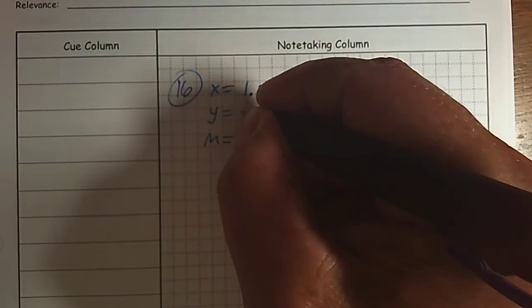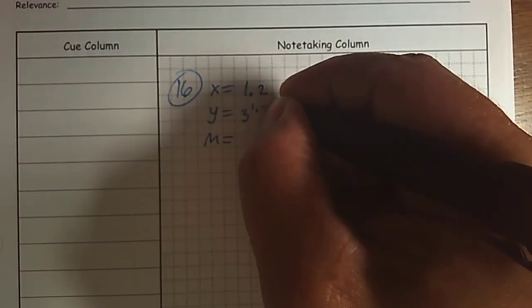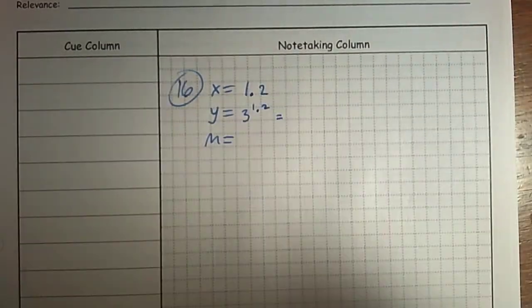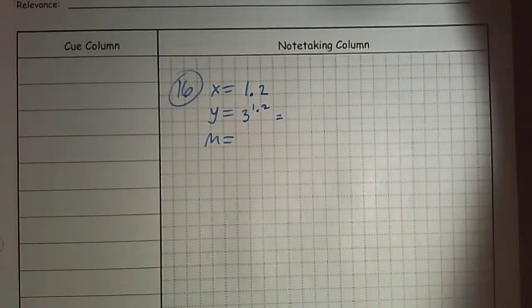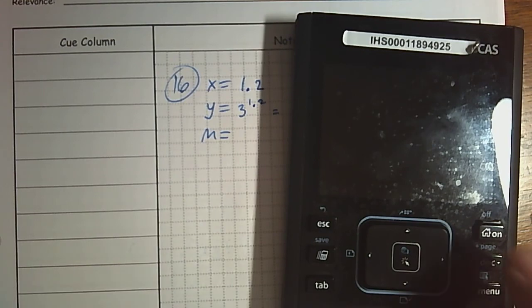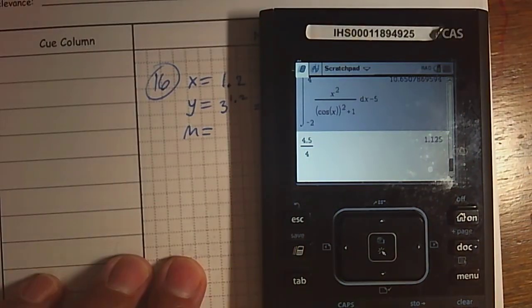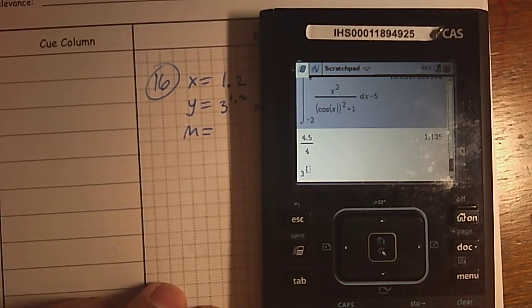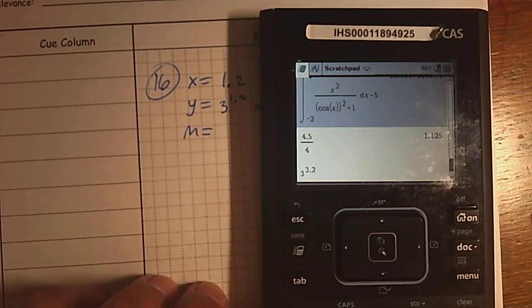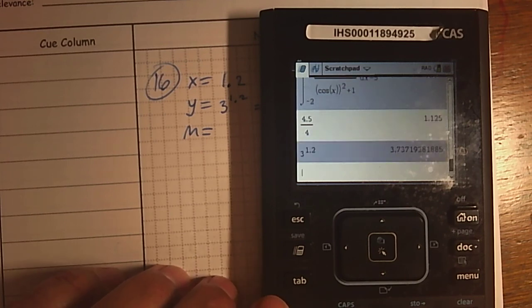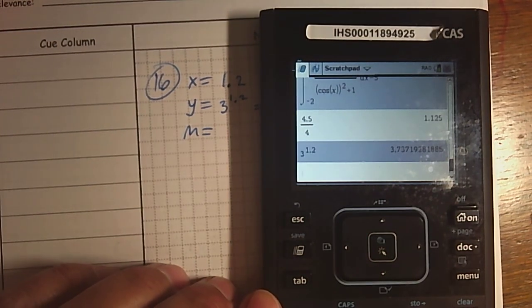The y coordinate would be 3 to the exponent 1.2. So I'll need a calculator for that one. Let me do that. So 3 to the exponent 1.2, to 3 decimals, so 3.737.